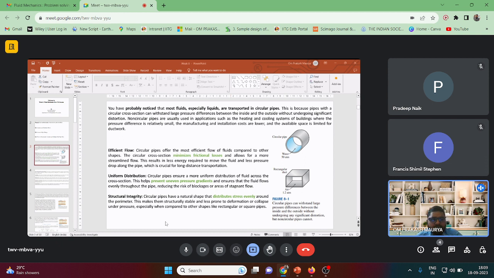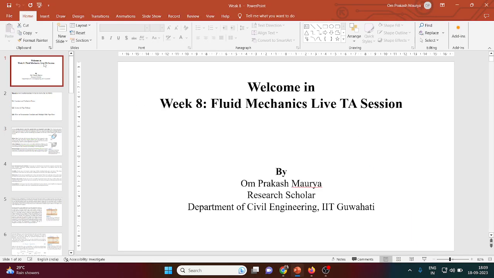So now let us start. Is omega taken as a fluid property? Omega means the rotational angular velocity. Is it a fluid property or a flow property? No, it is a flow property, not a fluid property. Okay, sir.